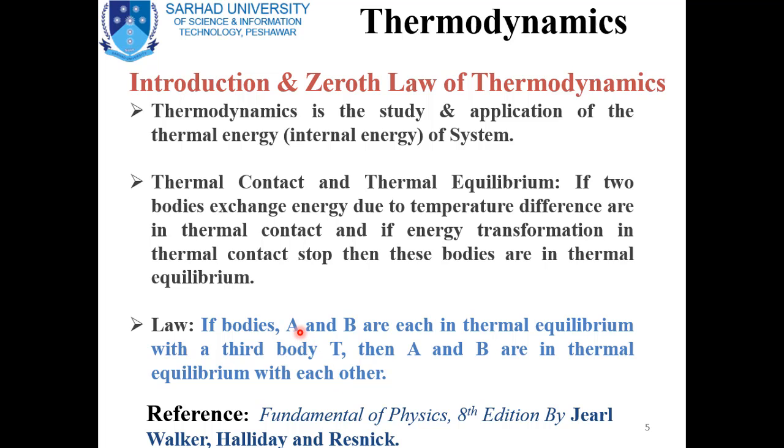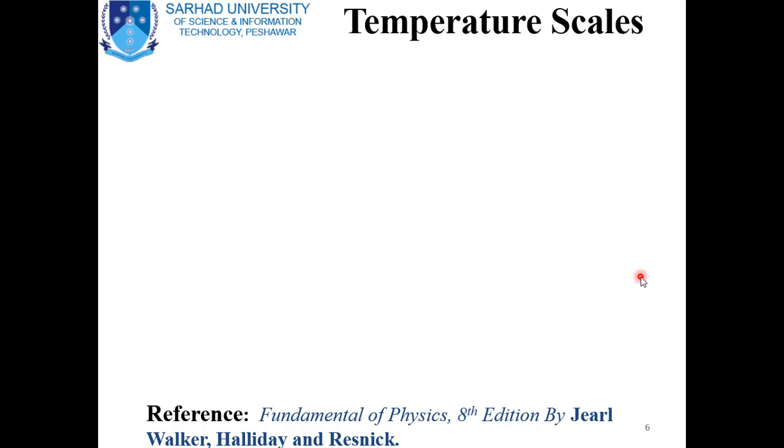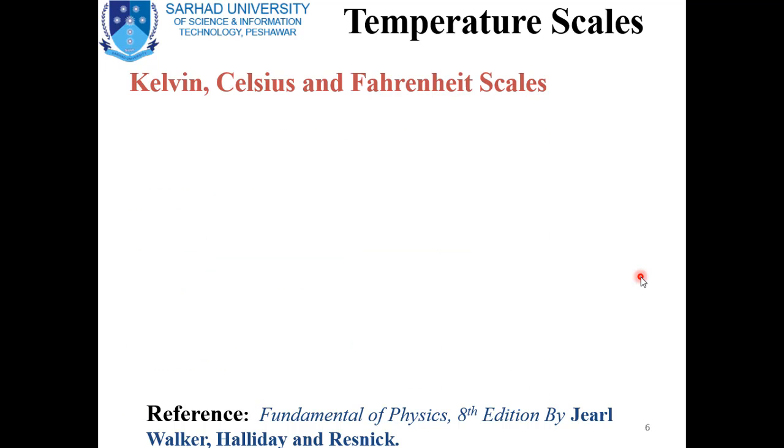So here we make a relation of A and B with a third body, and if A is in thermal equilibrium with body T and B is also in thermal equilibrium with body T, then the temperatures of A and B will be equal. We can summarize this law as: when two bodies are in thermal equilibrium, their temperatures are equal and vice versa. In this slide we will discuss three different scales of temperature, which are the Kelvin, Celsius and Fahrenheit scales.